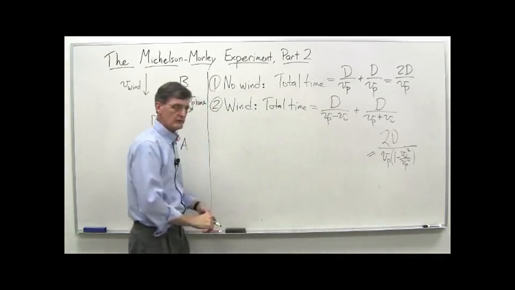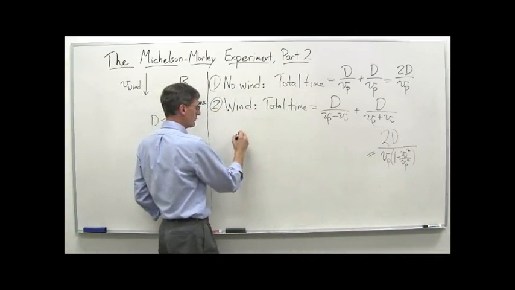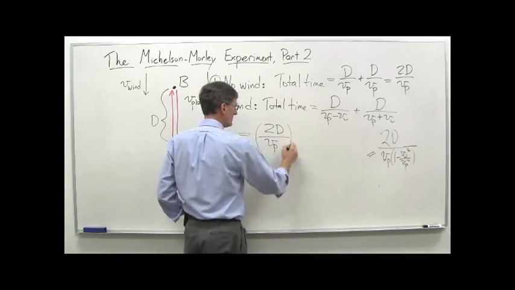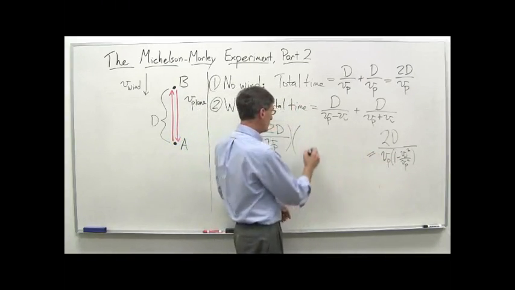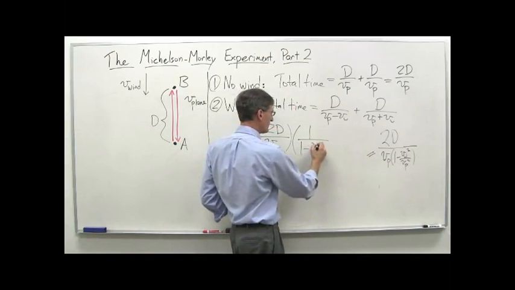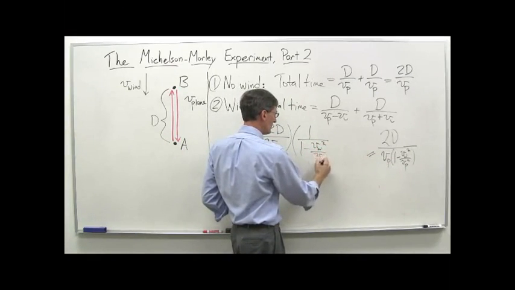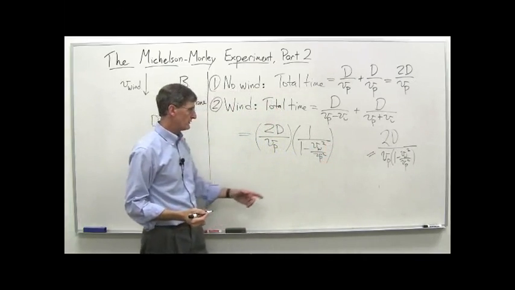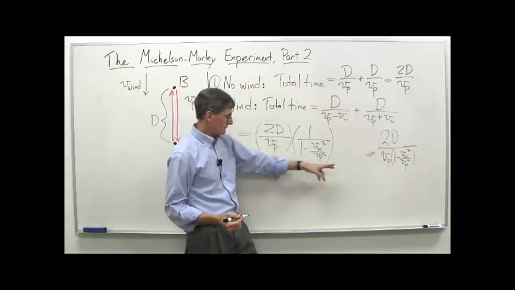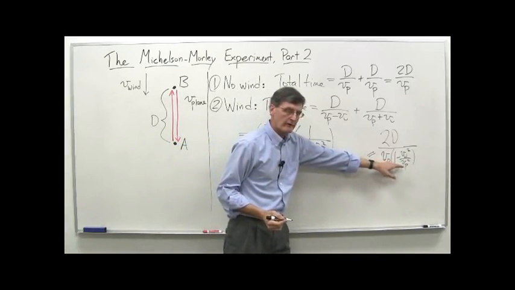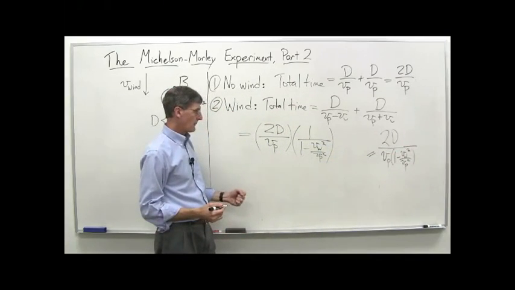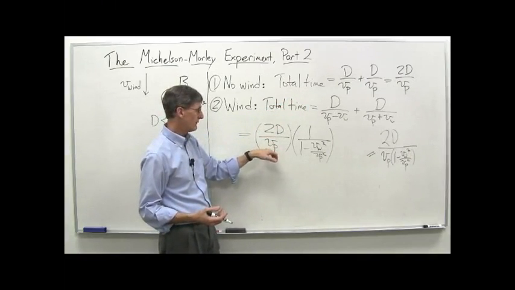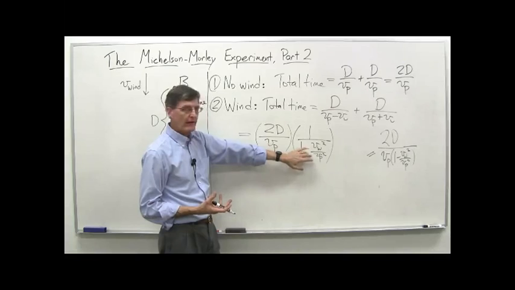So after a few steps of algebra there, we find the total time with wind is going to be 2d over Vp, and then this second part of the term here, which is 1 over 1 minus Vw squared over Vp squared, like that. And all I did to go from here to here is just write this part of the denominator as a separate factor there. And the reason I did that is to show very clearly, I had the 2d over Vp here, 2d over Vp, but it's not the same. I have an extra factor in here.